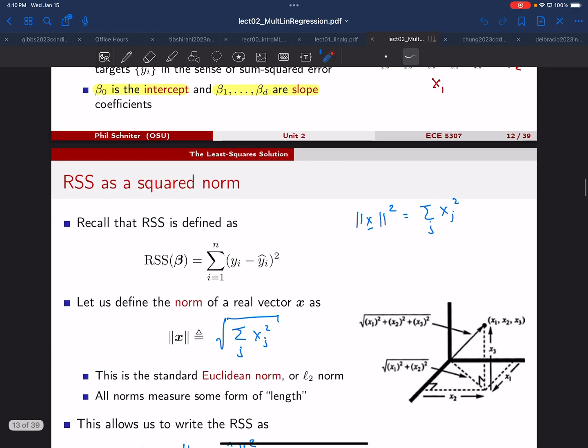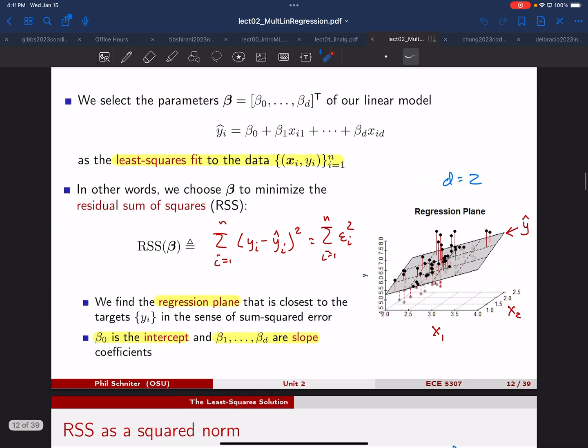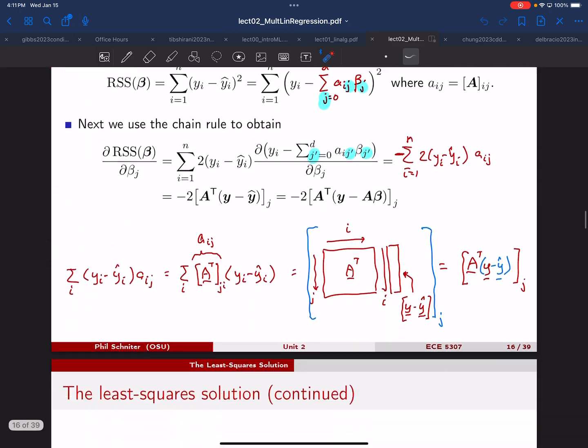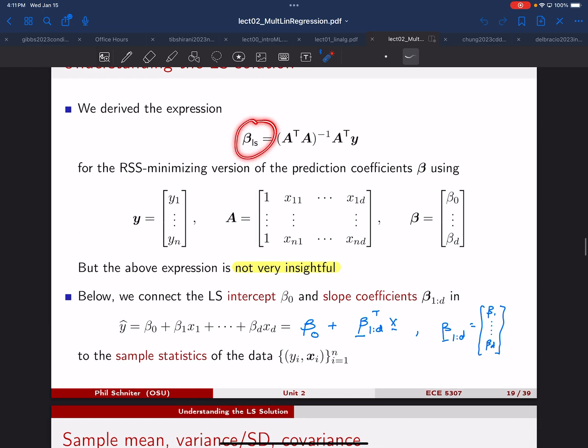it minimized this RSS, which is the sum squared difference between the true targets and our predictions. So we derived that particular expression for the RSS minimizing coefficients. And the issue with this is that that expression is not very insightful because it's this complicated function of all these matrices and so on. So we're going to try to make a bit more sense of it.